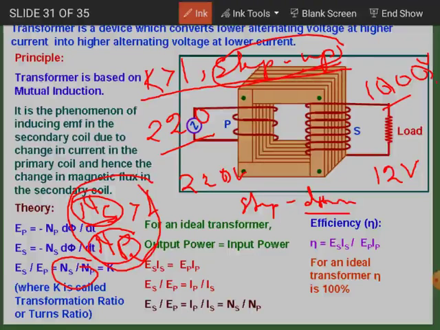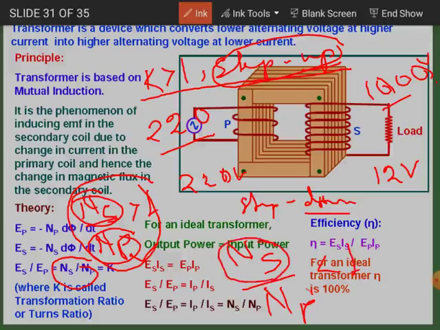Step up transformer. On the other hand, if the total number of secondary turns is less than the total number of primary turns, then that type of transformer we will call a step down transformer. Got it? If the total number of secondary turns is less than that of the primary coil, naturally the ratio will be less than 1, so your K is less than 1. Transformation ratio is less than 1, so we will call that type of transformer a step down transformer. So all those things will be coming up here.